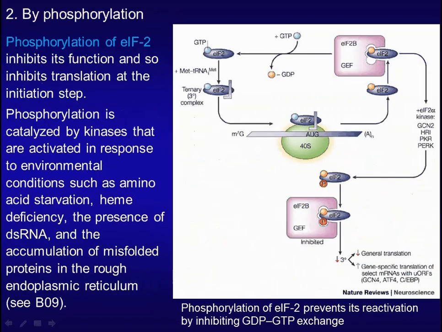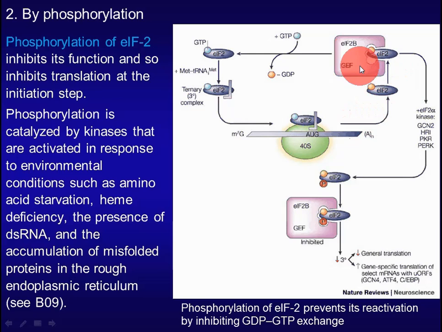The second example is to control translation by phosphorylation of eIF2. To assemble the initiation complex, eIF2 first binds GTP and the initiator tRNA and delivers the methionyl tRNA to the small ribosomal subunit. After the complex finds the initiation codon, GTP is hydrolyzed to GDP. eIF2 dissociates from the complex and is recycled. Recycling of eIF2 is catalyzed by a protein called eIF2B.